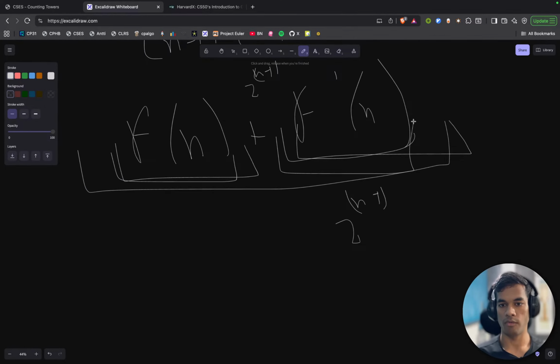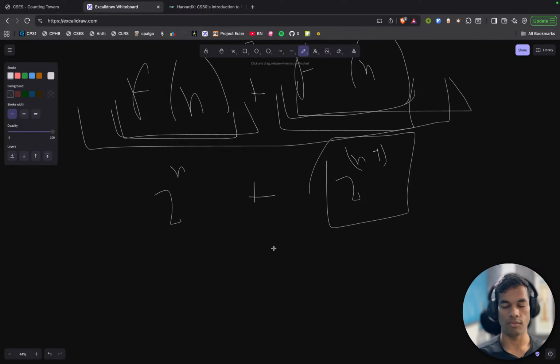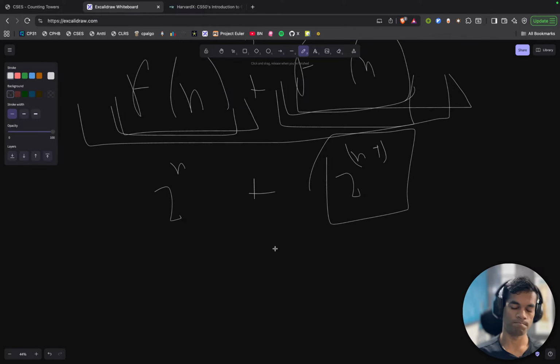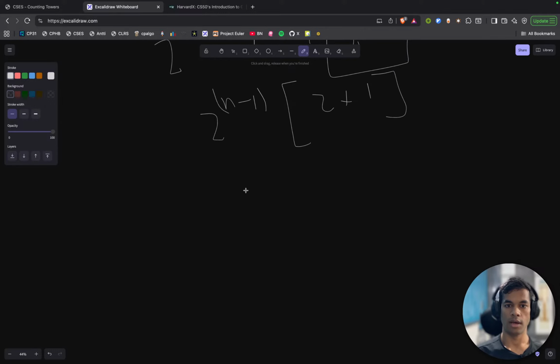So the closed form formula for this part is 2 power n minus 1, and the closed form formula for this part is 2 power n plus 1. And if we add these two things, let's say 2 power n minus 1, we take it common. Here we would have 2 plus 1, and 3 into 2 power n minus 1.